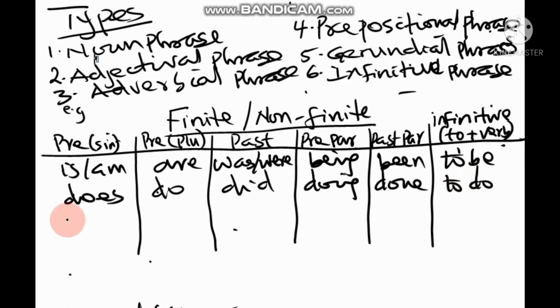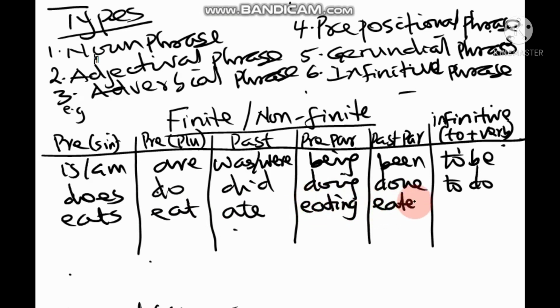To do. Let's have a verb such as eats, which is present singular. Present plural will give you eat. Past tense will give you ate. Present participle will give you eating. Past participle will give you eaten. And infinitive will give you to eat. Okay? I hope we understand it up to this level.